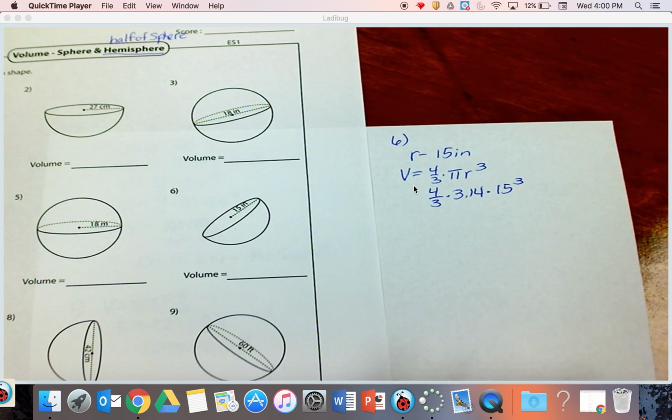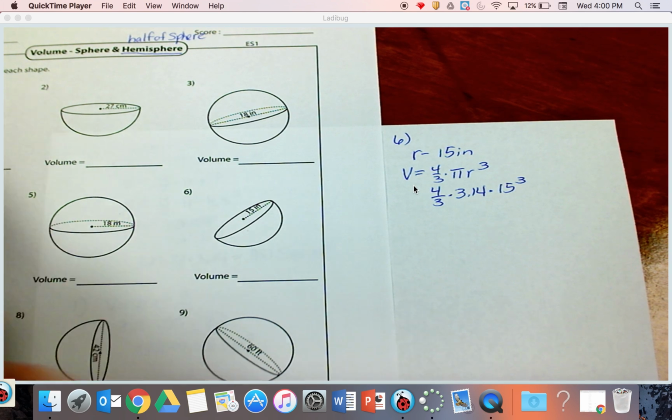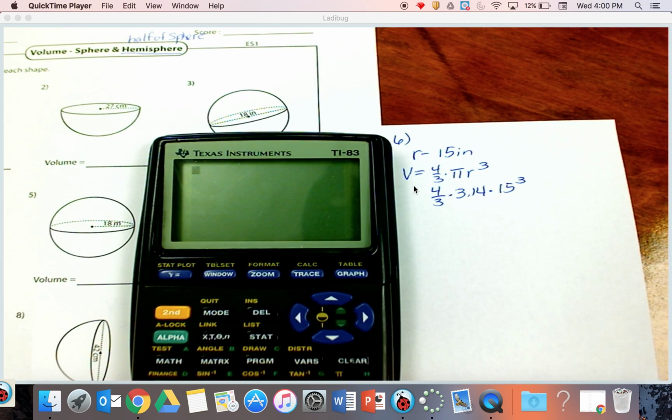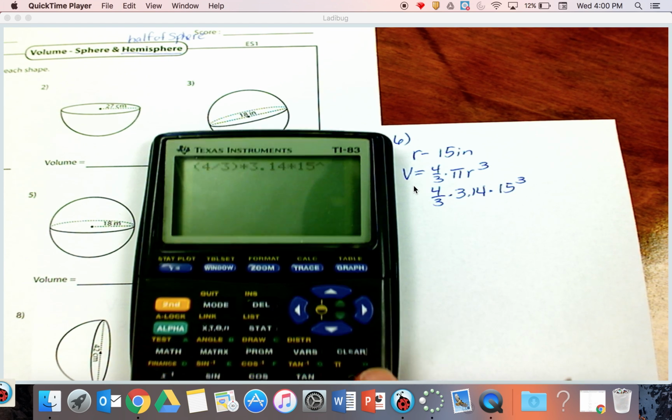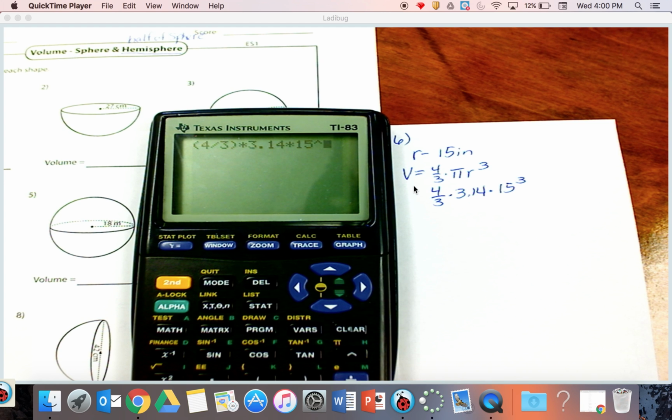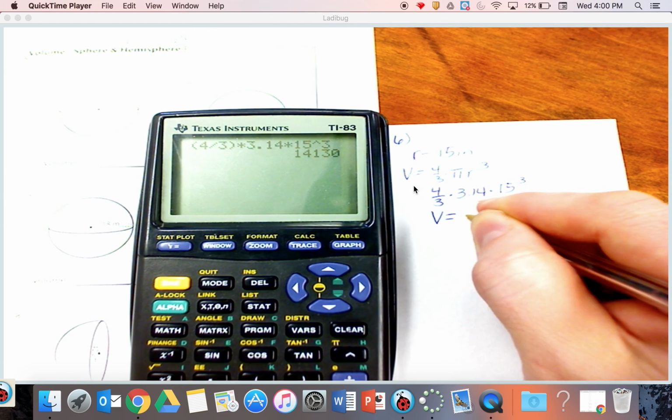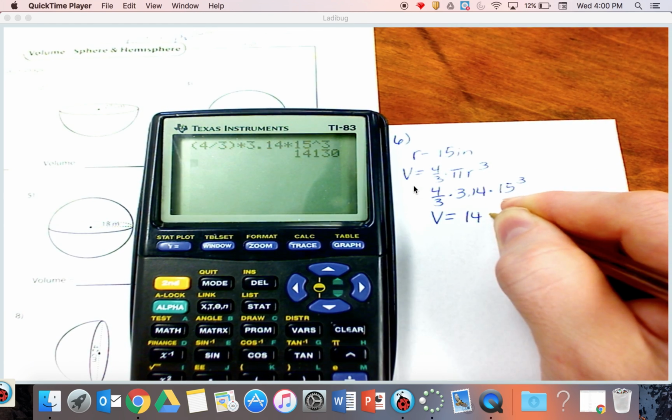So I'm going to put this into my calculator here. Let's do one more here. So remember, I'm going to put parentheses 4 divided by 3 times 3.14 times my radius, which is 15, and I'm cubing it. Hit the caret, which is right underneath the clear button, 3 to make my third power. Hit enter, and I get the volume is 14,130.